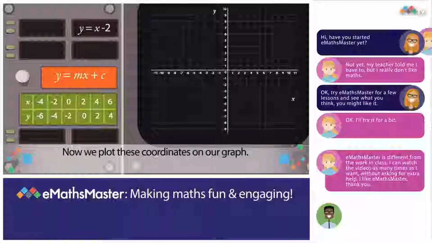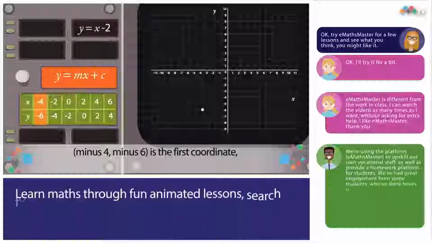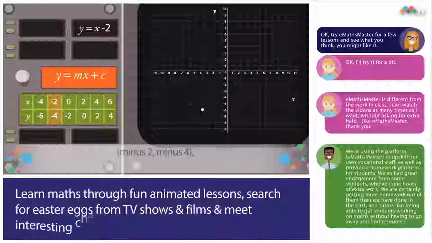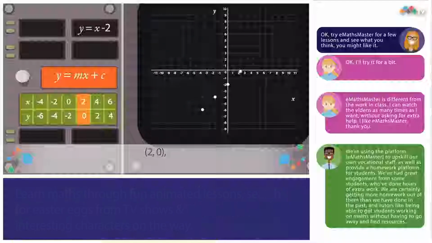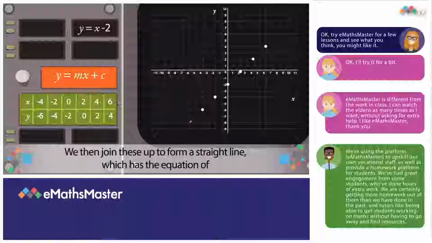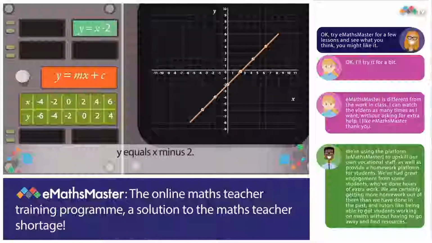Now we plot these coordinates on our graph. -4, -6 is the first coordinate. -2, -4. 0, -2. 2, 0. 4, 2 and 6, 4. We then join these up to form a straight line which has the equation of y equals x minus 2.